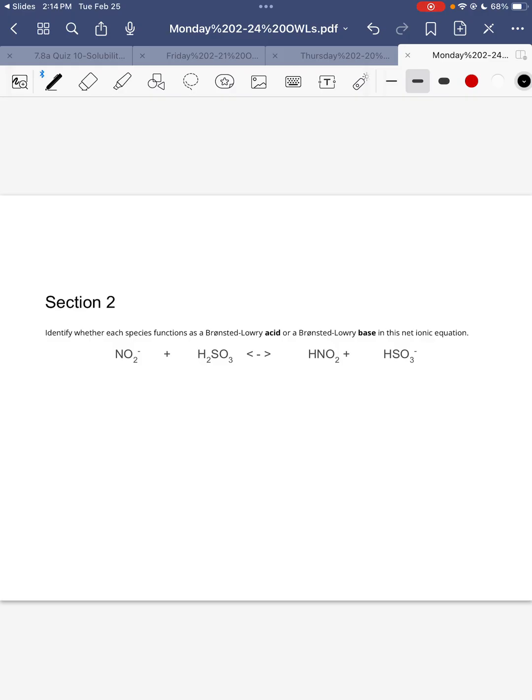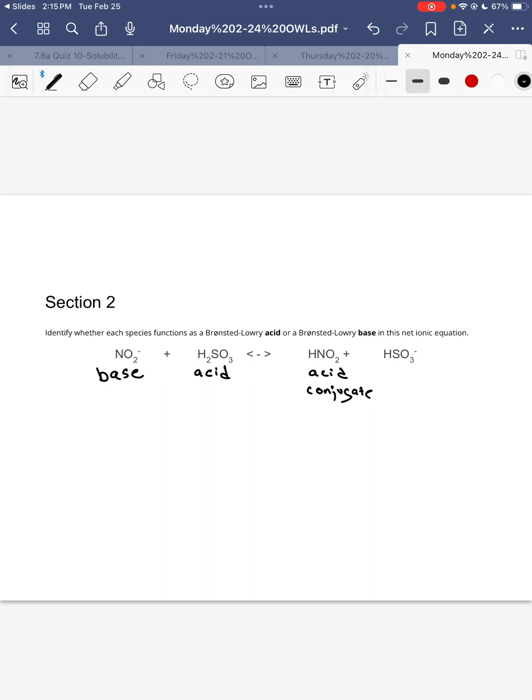It has a negative charge and it has no H, which are two clues that this is going to act as a base. It is likely to attract a proton towards itself. H2SO3, on the other hand, has an H, so it is likely to act as an acid since it may give one away. On the flip side of that, the conjugate acid of NO2 minus is going to be HNO2, which is an acid. Specifically, it's a conjugate acid in this. Really, it just acts as an acid.